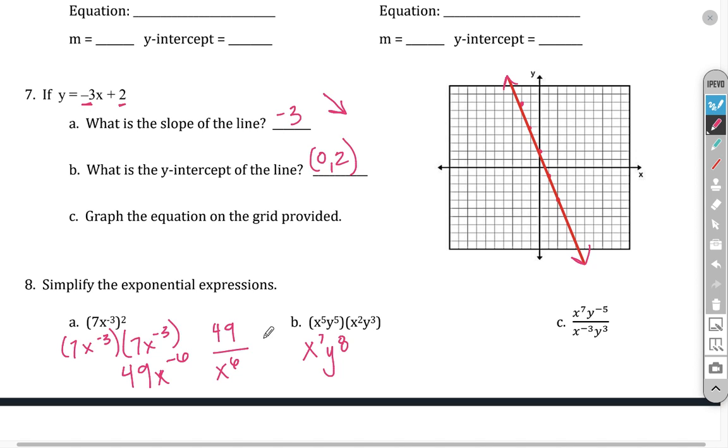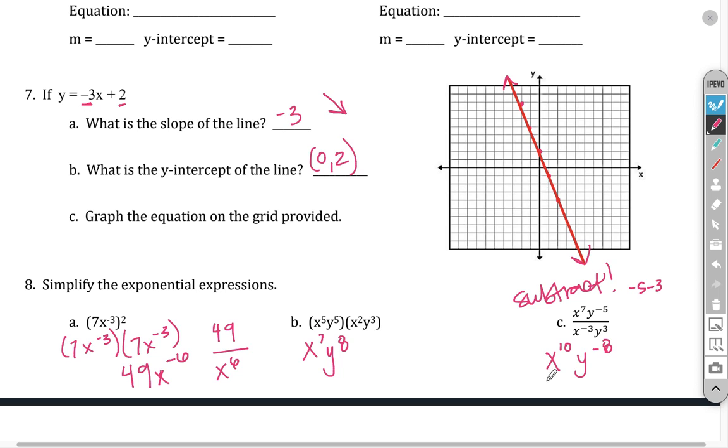All right, C, we've got x to the 7th power, y to the negative 5th, over x to the negative 3rd, y to the 3rd. So this is a division problem, so we subtract. So we've got 7 minus negative 3, which is the same thing as 7 plus 3. So we've got x to the 10th power. Then we have negative 5 minus 3, right? Negative 5 minus 3 is going to stay negative. So we've got y to the negative 8th power, right?